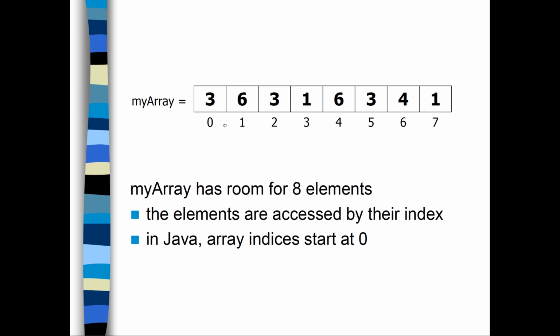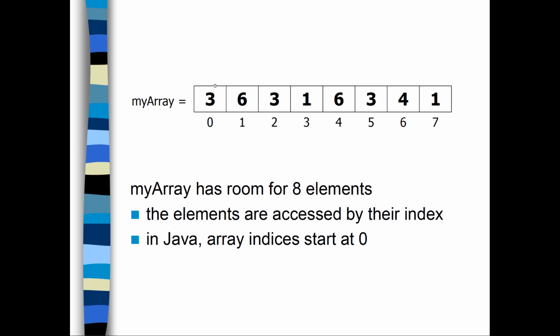So, how are the array elements accessed? Let's understand what this is first. My array has room for 8 elements. The elements are accessed by their indexes in Java. Array indices start at 0. If I want to access an element inside the array, I will write myArray of 0. If I write myArray, square brackets, and 0 inside it, it will return me 3. If I write myArray of 1, it will return me 6. In this way I can access the elements inside my array.